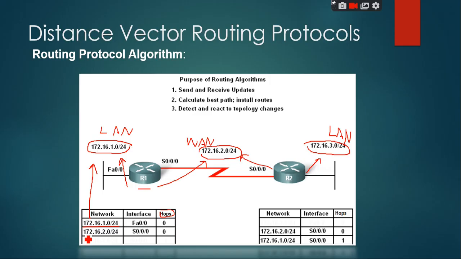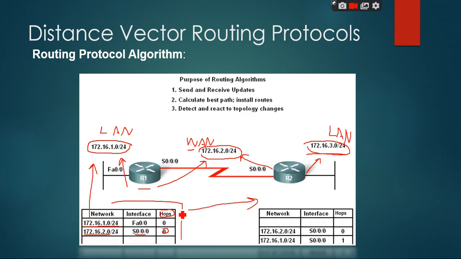And it also has another entry, 172.168.2.0, which is the WAN, connected to Serial 0/0/0, and again, as a directly connected network, the hop count will be 0. But you can see at the moment R1 does not know anything about the LAN of R2, which is 172.168.3.0, because in order to reach 172.168.3.0 you need to go through R2. So what happens is R1 periodically will send this routing table to R2.